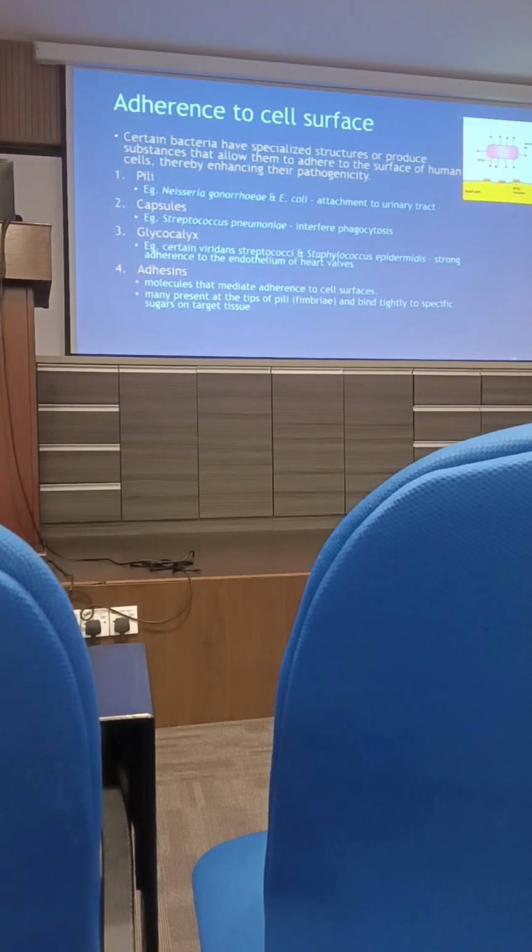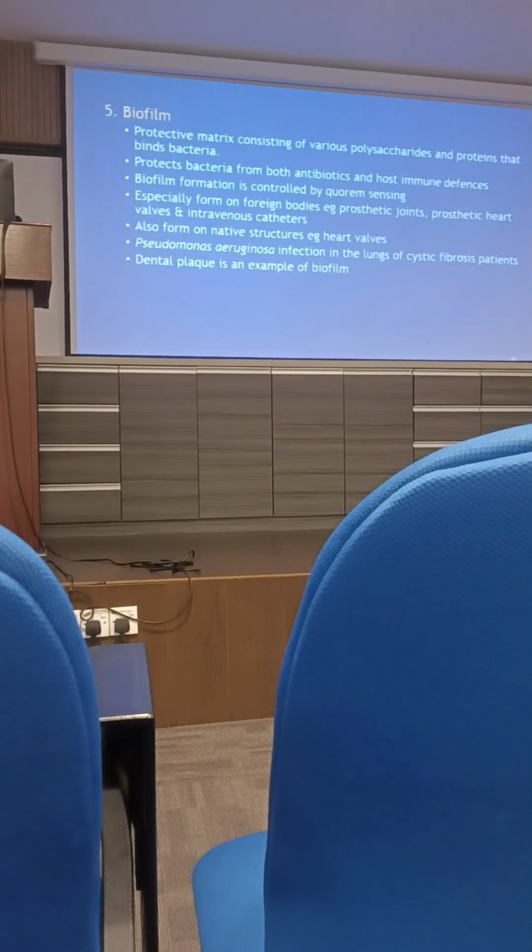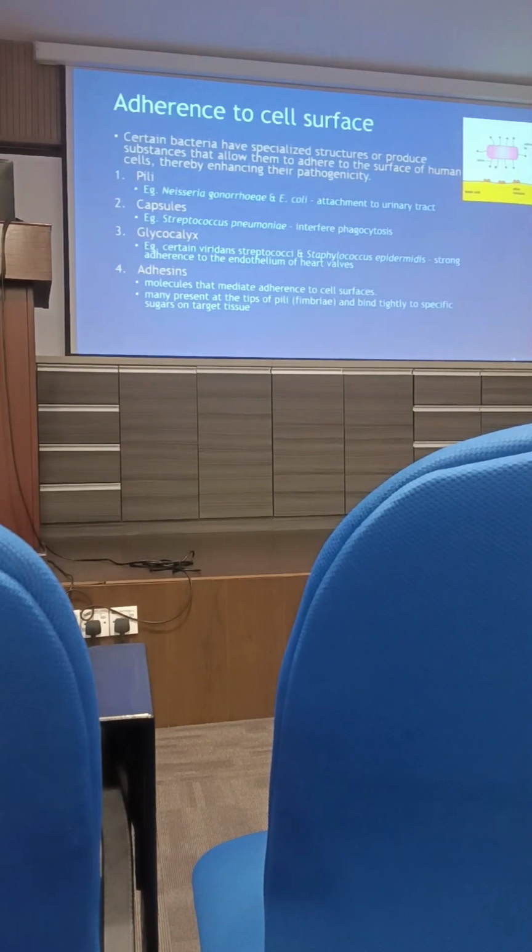Glycocalyx, something like capsule, but more loosely arranged. It's not a complex structure, not as complex as capsule. Okay, loose arrangement. Some bacteria like the Viridans group Streptococci and Staphylococcus epidermidis have strong adherence to the endothelium of heart valves through these glycocalyx. Some bacteria have adhesins, mainly on the tip of the pili, to help them bind even more tightly on target tissue. Okay, next, biofilm. Have you heard of biofilm?